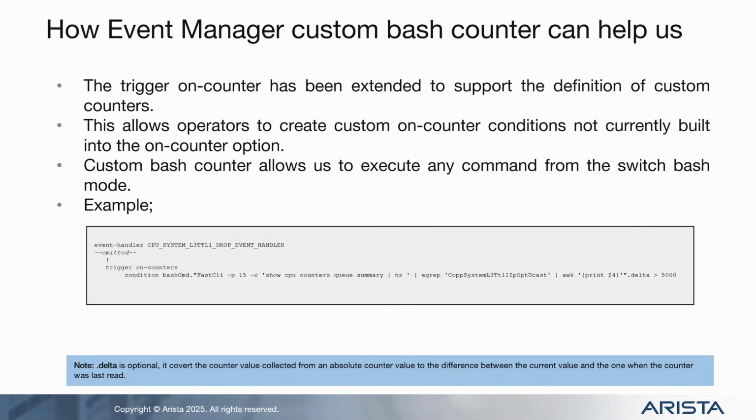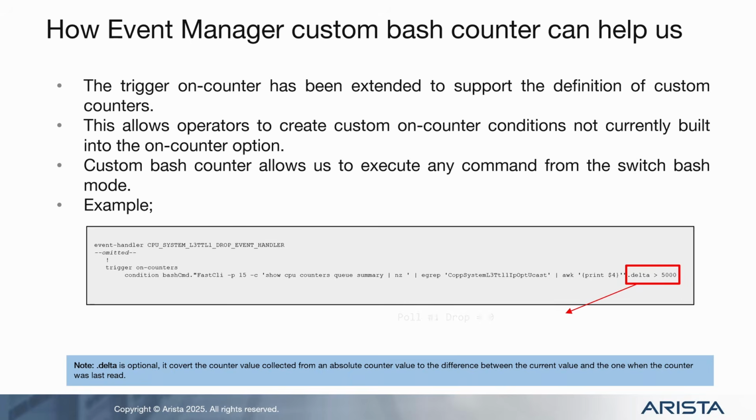Let's talk a little bit more about the plan. We'll use the trigger on counters to help us run the show cpu counters queue command, filter the output using regular Linux commands such as grep and awk. Once we have the drop counter value at hand, we are going to track its increments using the .delta modifier.